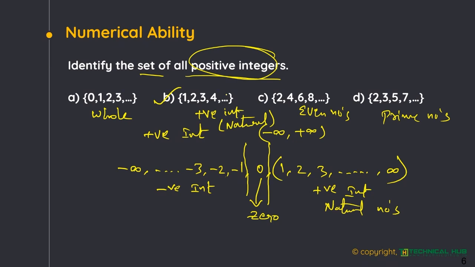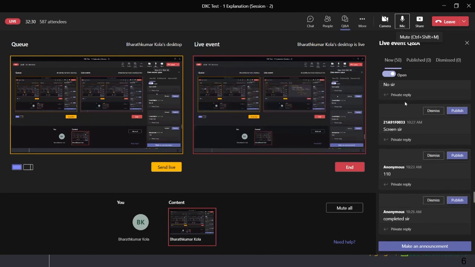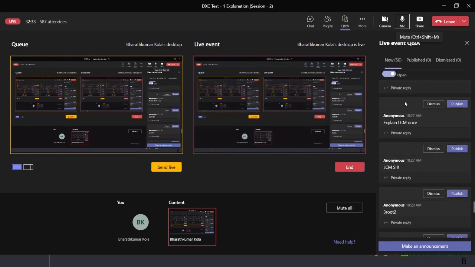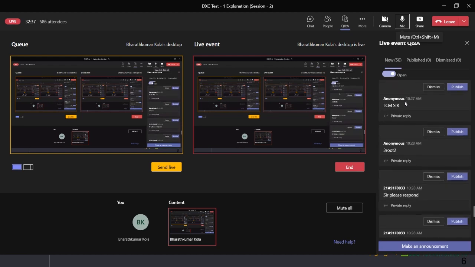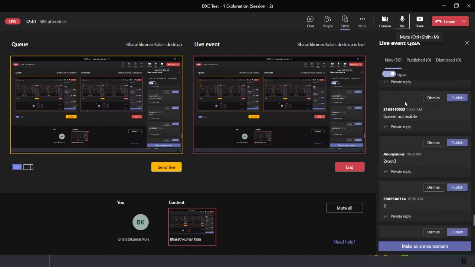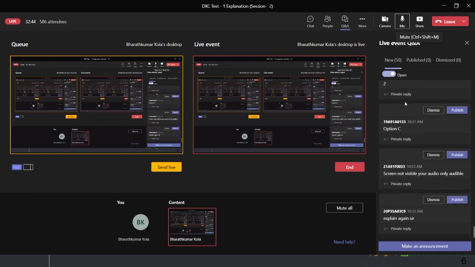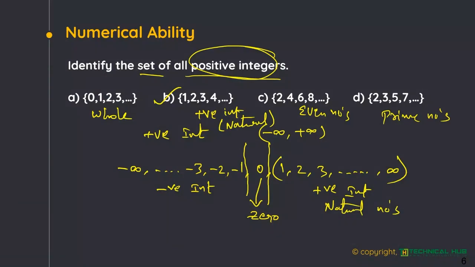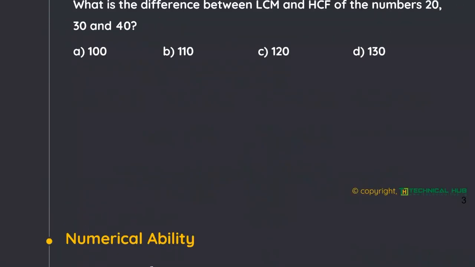Guys, as of now, whatever problems we have discussed, all these are clear. LCM problem, okay. Once I will explain the LCM problem, just an overview. Yeah, I think this one only.